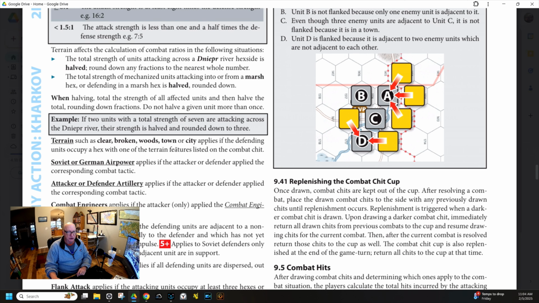Example: if 2 units with a total strength of 7 are attacking across the Dnieper River, their strength is halved and rounded down to 3. So half of 7, 3.5, rounded down to 3.